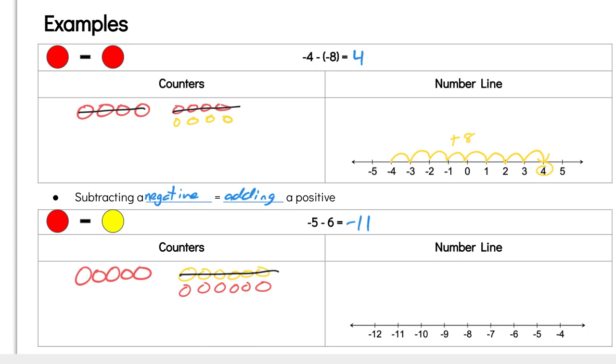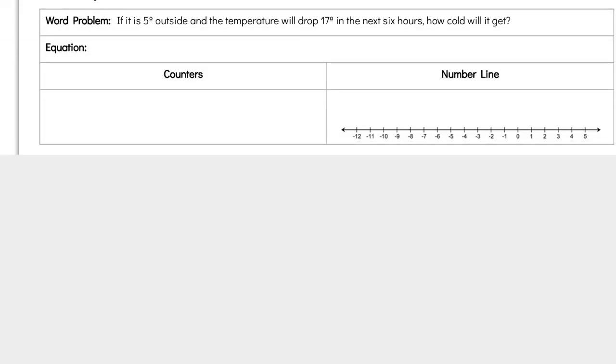On a number line, we start with -5. Okay, and since we are subtracting, we are going to the left. So we go 1, 2, 3, 4, 5, 6, and we end up at -11. Okay, let's look at some word problems.